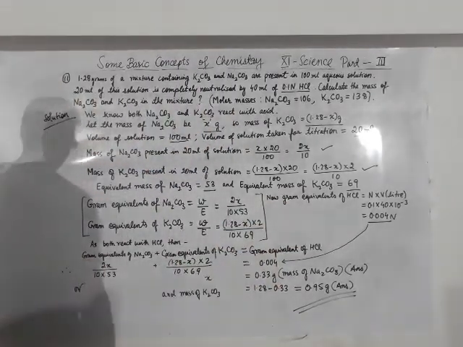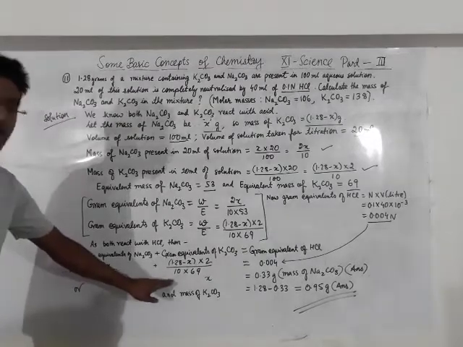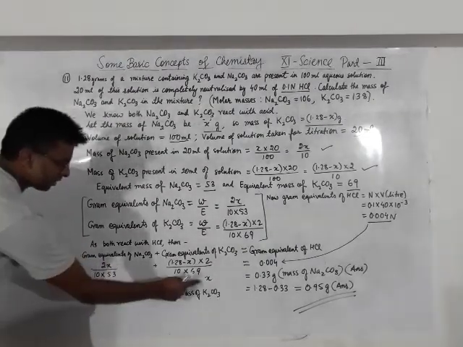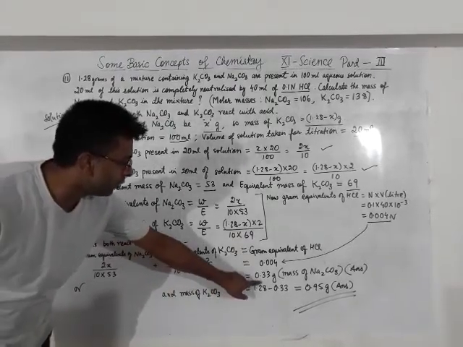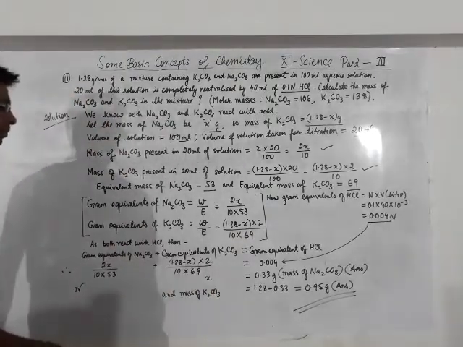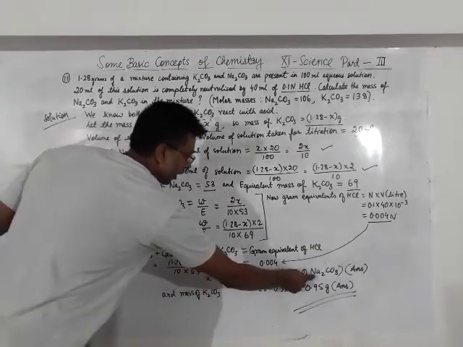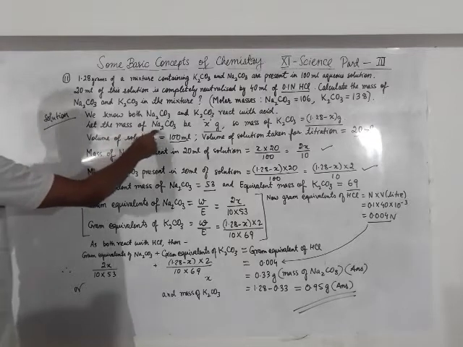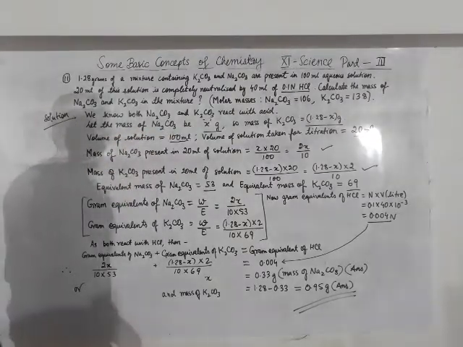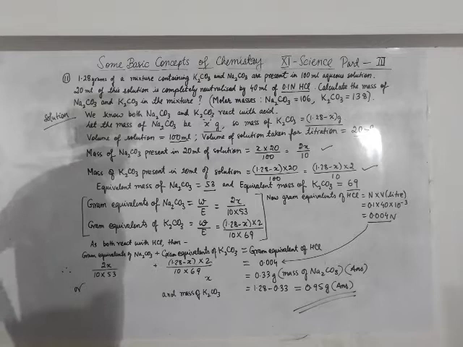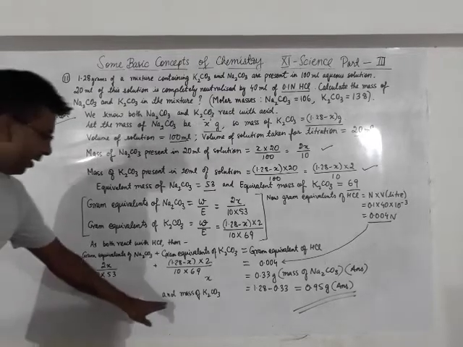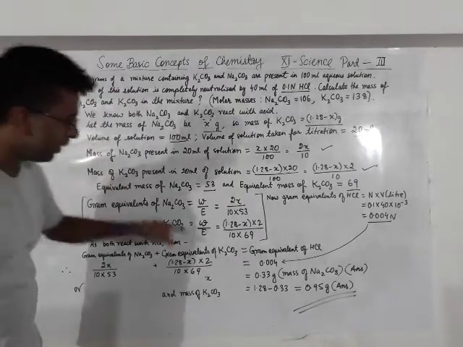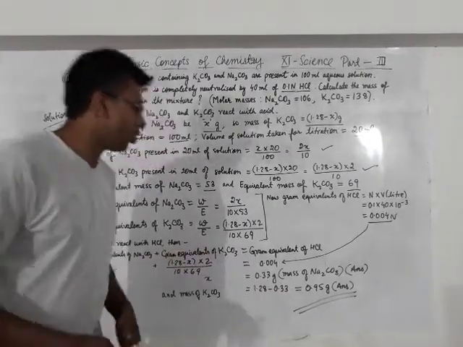Now upon simplification, I did not show the simplification to cut down the lengthy working over here. So the value of x comes to 0.33 gram. Now 0.33 gram, what is it? It is the mass of sodium carbonate, the first answer, since we assumed, let the mass of sodium carbonate be x. And the mass of potassium carbonate will become the entire mass 1.28 minus 0.33 gram, which comes to 0.95 gram.